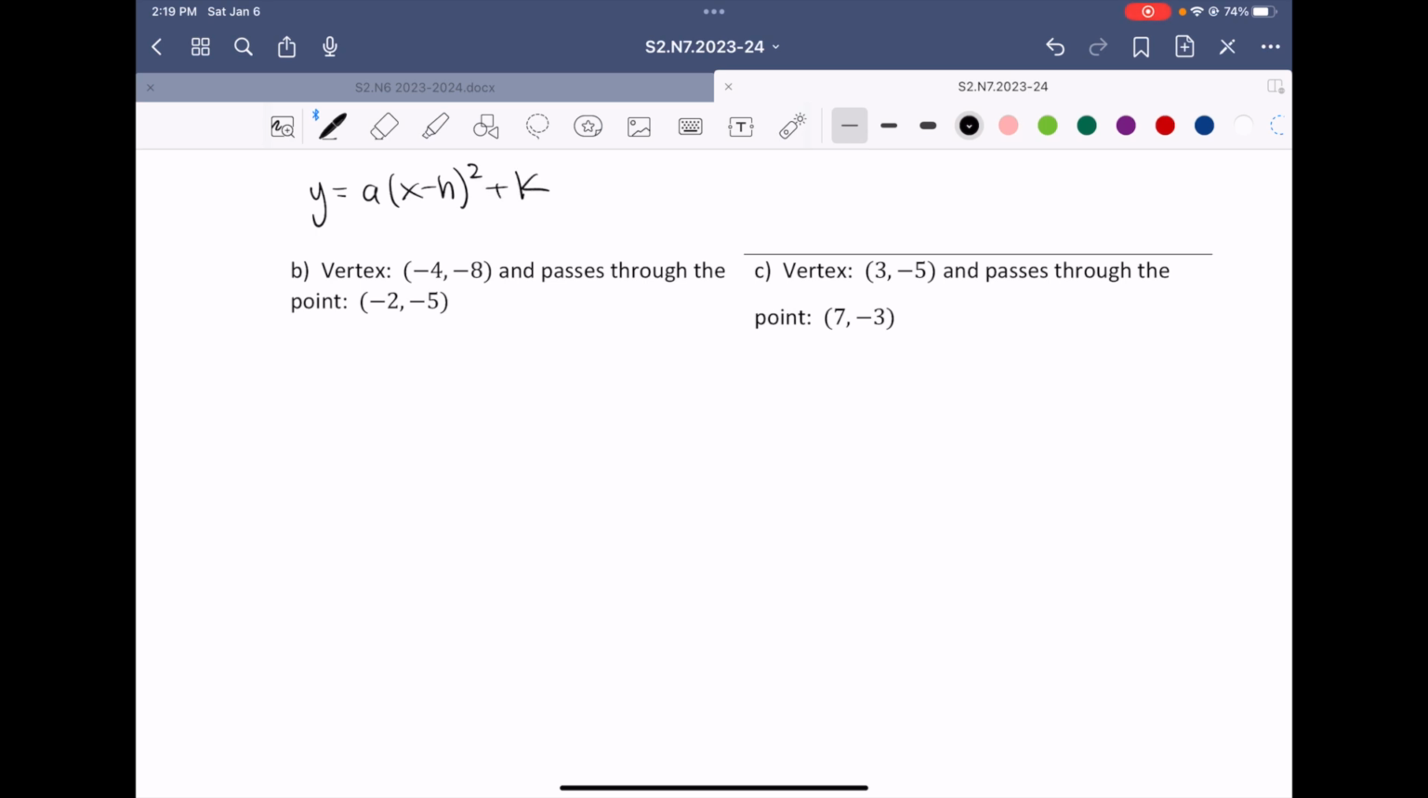The more I write it, say it, see it, the more I have it memorized. So if you need it, write it down every time. Okay, pause the video, try it. Let's make sure you got this, see how far you can get. Plug in what we know, y equals a.